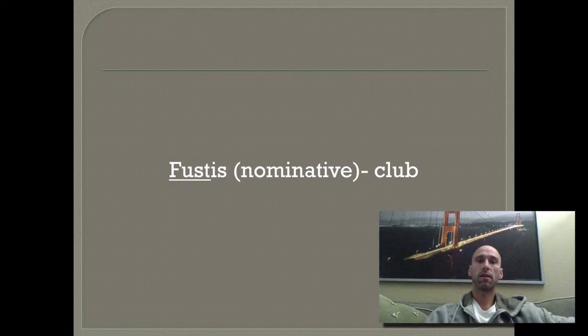However, if I saw it like this, fustis, you see here I've underlined the first 3 or 4 letters, or first 4 letters in this case, and I know that it's in the nominative form, and so it is actually doing the action. So, fustis est magnus. The club is big.